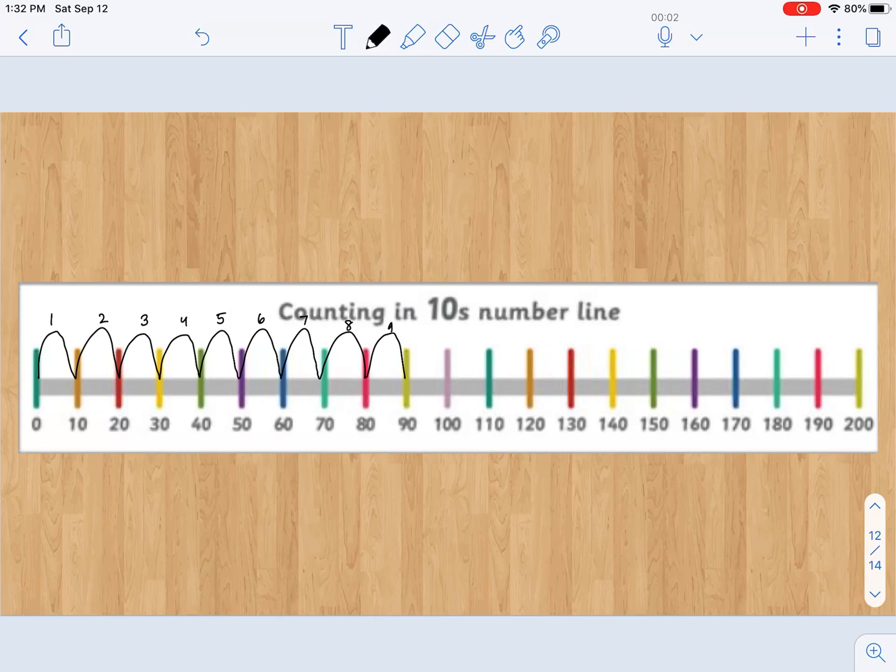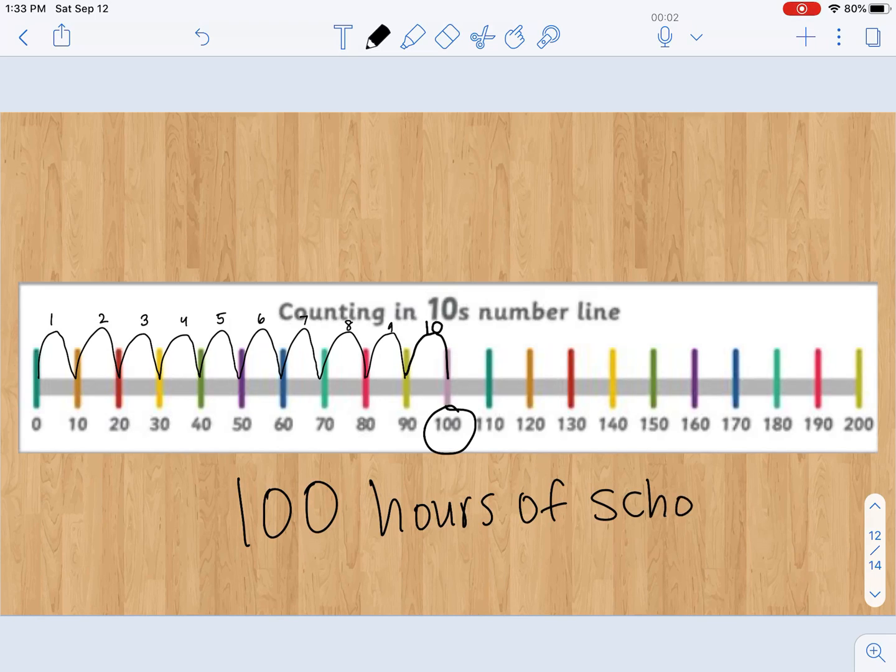So if I make one more jump of 10, which number will I land on? That number would be 100. So after making 10 jumps of 10 on our number line, we have now landed on number 100. That means that we have counted 100 hours of school this month.